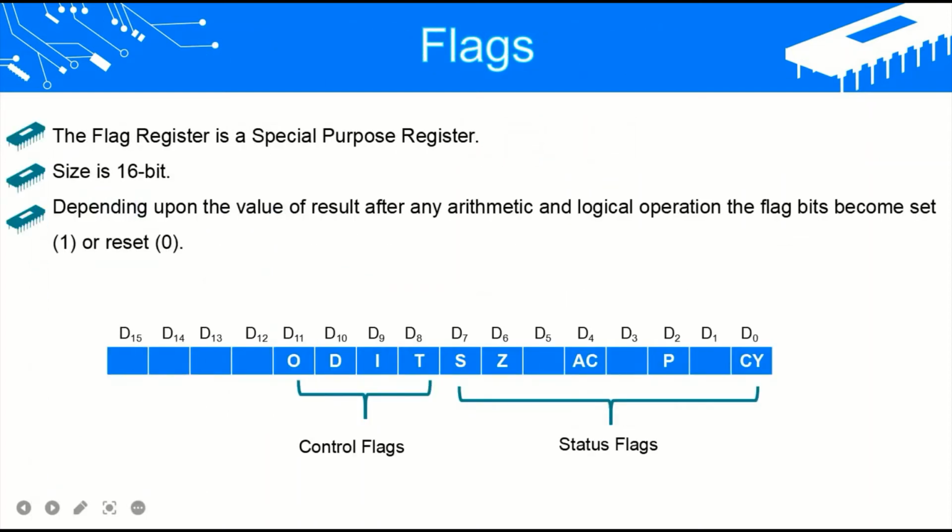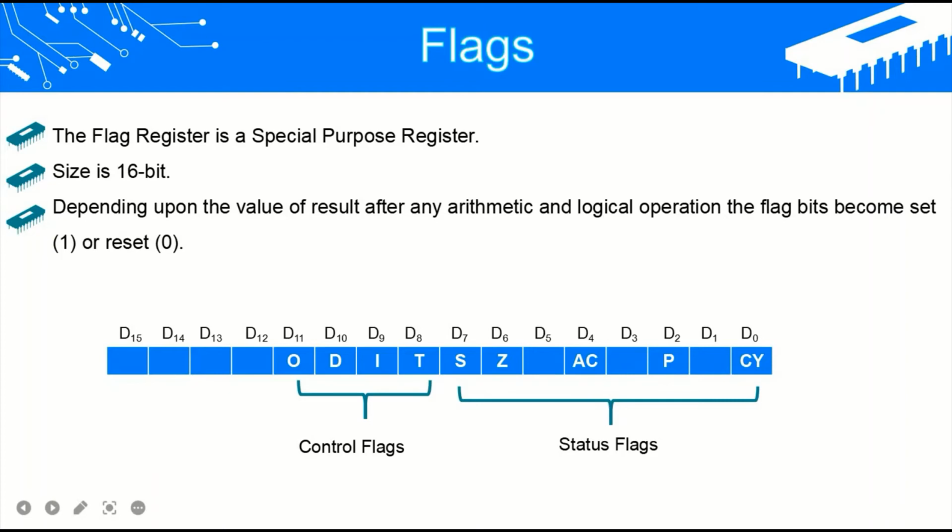Now we will discuss the flag register of the 8086 microprocessor. The flag is a special purpose register. Its size is 16 bits. It is basically a 16-bit register which behaves like a flip-flop, meaning that it changes states according to the results stored in the accumulator. It has flags which are divided into two groups: conditional flags and control flags.